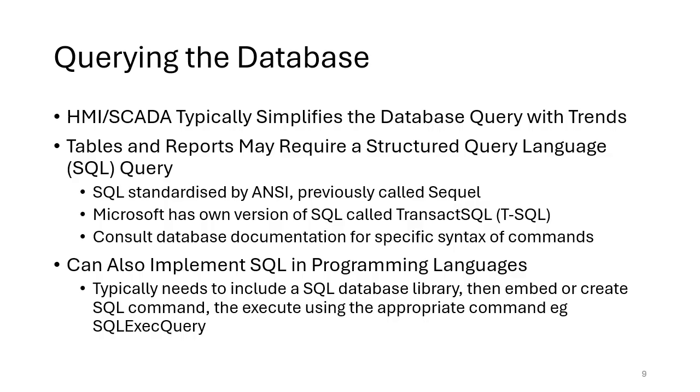And the trend tool often has things in there. Some of them are more advanced than others, but typically there will be a start time and a stop time. But there might also be options for summarizing the data, minimum, maximum, average. There might be options for restricting the amount of data you read back from the database. So there might be interpolation as well. But often with HMI SCADA, the HMI SCADA makes it easy to query that database.